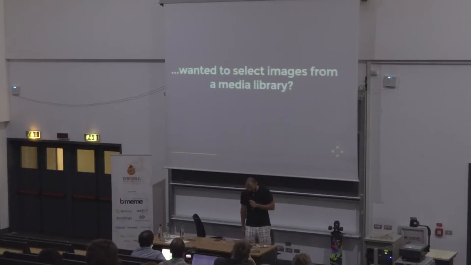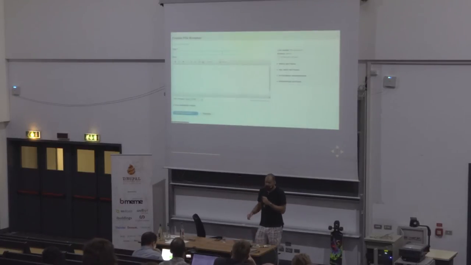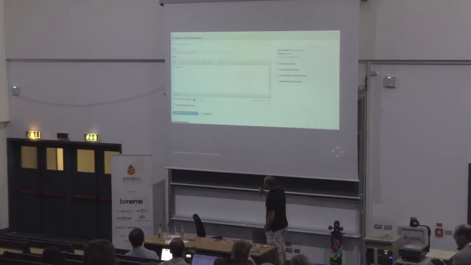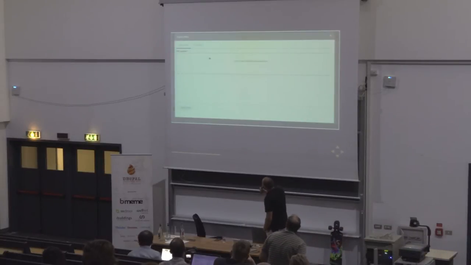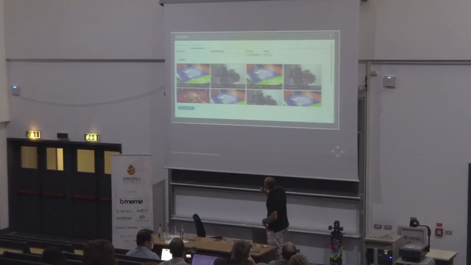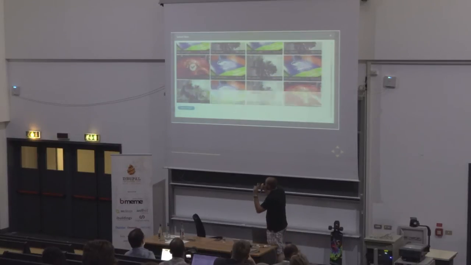Then, have you ever wanted to select images from a media library? I guess so, because this is one of the most requested features that we get when we ask people what they want from media. And again, we are creating a piece of content here. We have a field that stores images. It's an image field. Again, we have Entity Browser here. It's the same Entity Browser as the one before, except now we switch to another so-called widget.